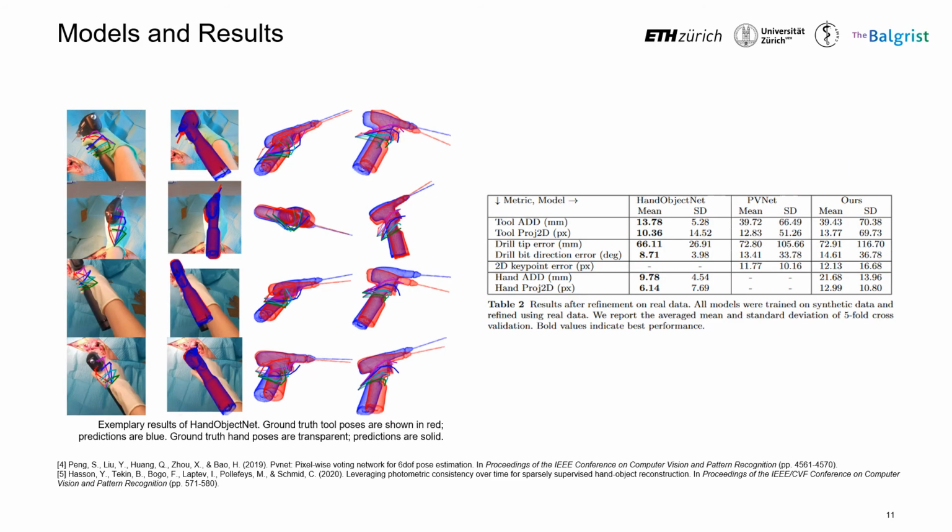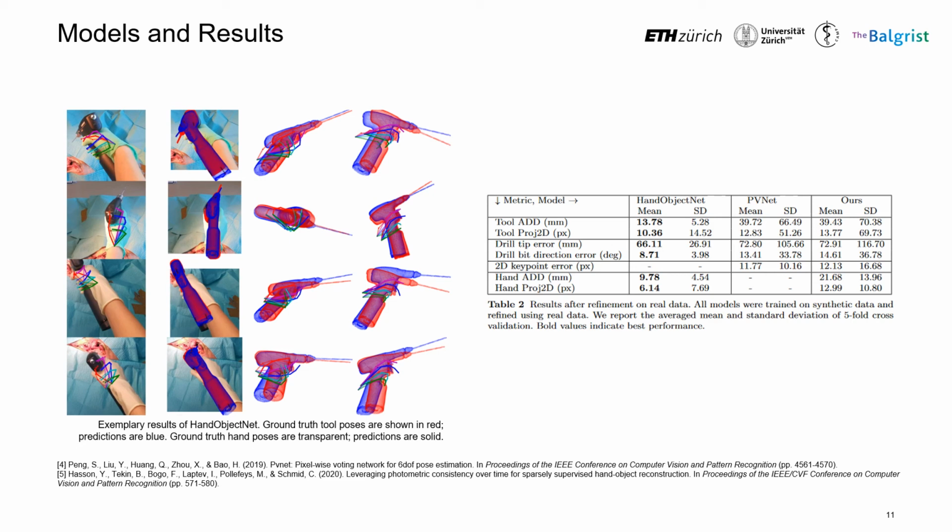We evaluated all baseline models on our synthetic and real dataset. We observed that the domain gap between the 2 datasets is still significant, and it was therefore necessary to refine all models on real data after pre-training them on the synthetic dataset. After refinement, the best model achieves an average 3D vertex error of 13.78 mm.